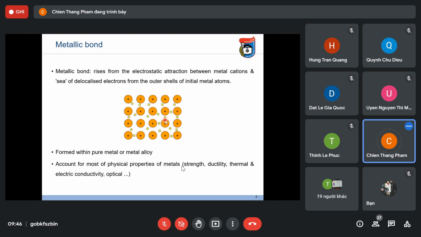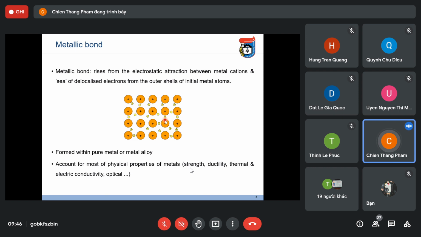Okay, so this is the metallic bond. It can be observed in pure metals or in metal alloys. For example, you have inox. Inox is an iron alloy, or normally you call it steel. Inox means inoxidable, very stable against oxidation in the normal atmosphere, so we call it inox. This is not from English, it is from French.